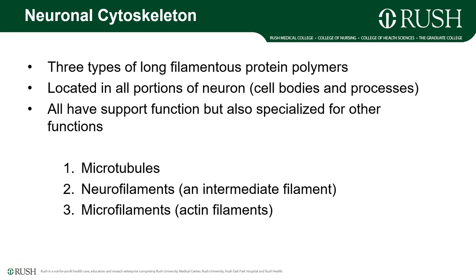Another aspect of the neuron to consider is the cytoskeleton. There are three types of long filamentous proteins within the neurons. They are located in all portions of the cell body as well as the axons. They all have a function which supports the cell and also provide specialized function. These proteins include microtubules, neurofilaments, and microfilaments.